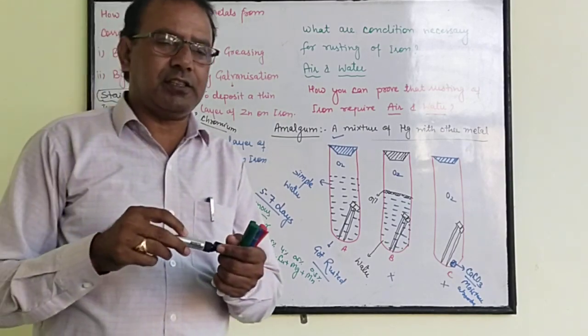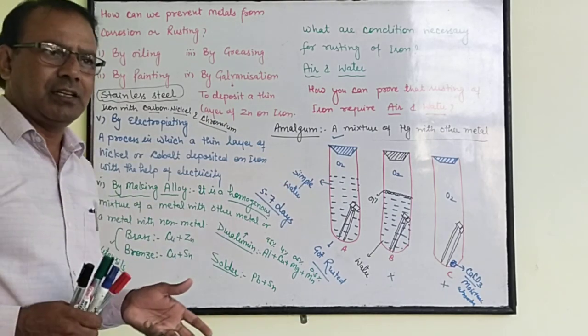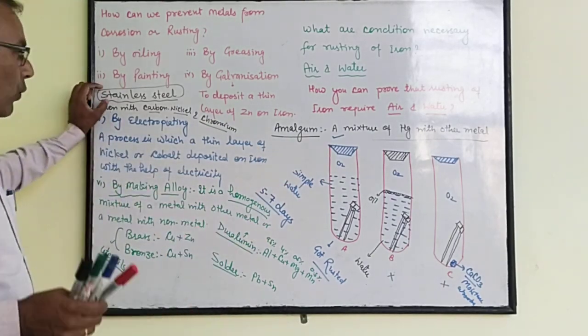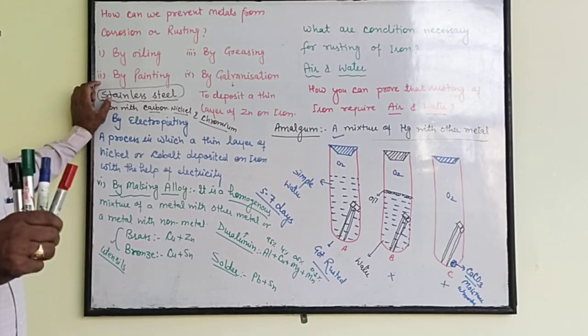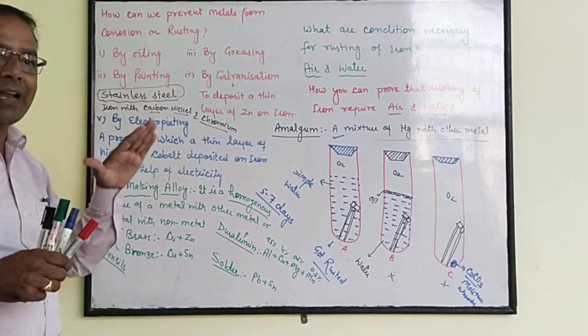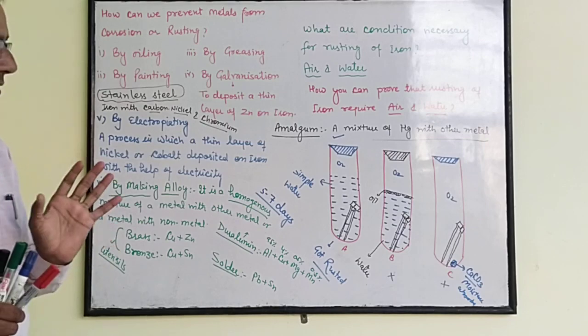Where is stainless steel used? Stainless steel is used in domestic utensils such as bowls, glasses, spoons, etc. What do you mean by stainless? This type of steel is not able to get rusted. The iron or steel which never gets rusted is known as stainless steel.